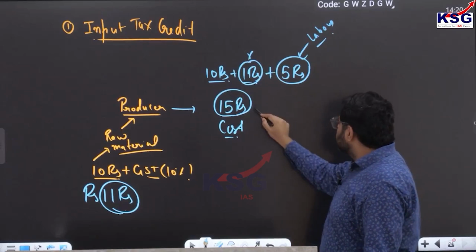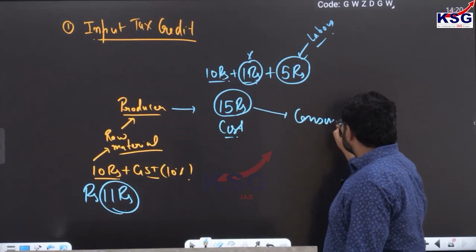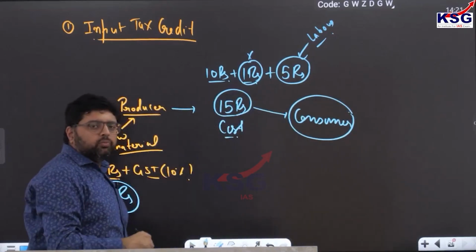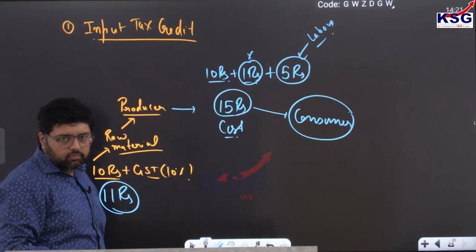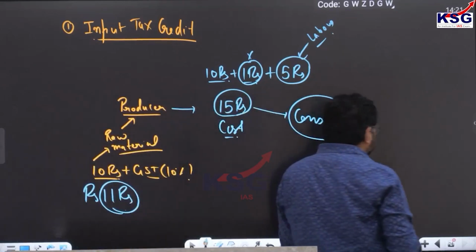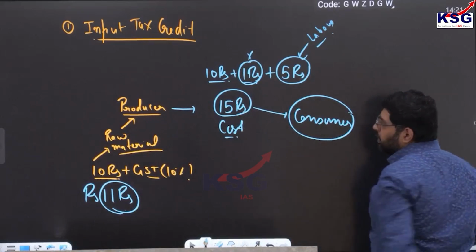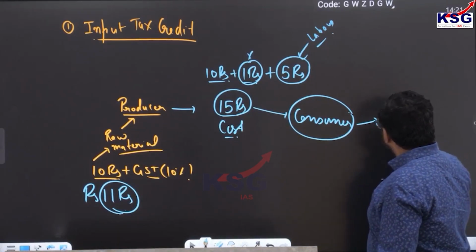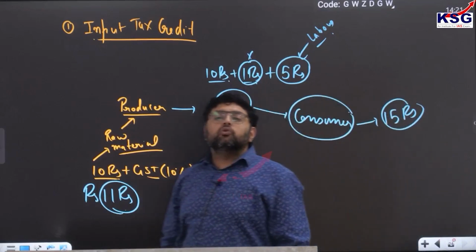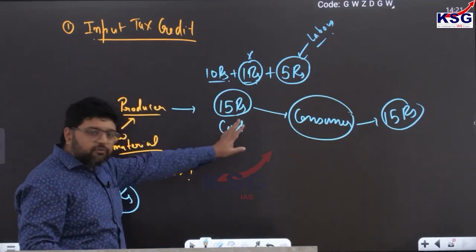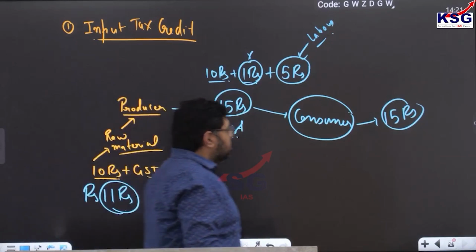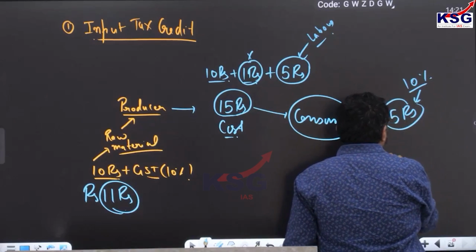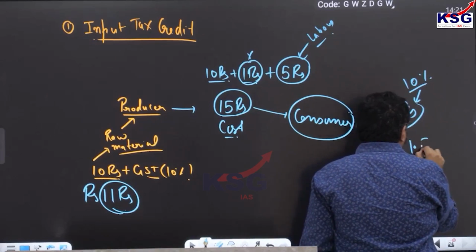Now I will sell this product to the consumer. When I sell this product to the consumer, the consumer will pay me 10% of 15 rupees. Some of you may be thinking, sir, why have you not taken 16 rupees? You will get the answer for that also. So I'll charge 10% GST on 15 rupees. It means I'll sell to the consumer at 15 plus 1.5 rupees.